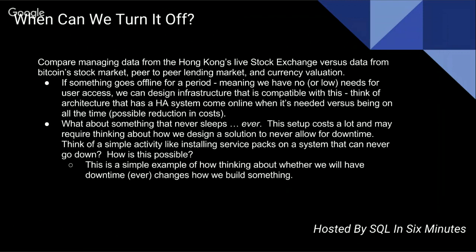What about something that never sleeps ever? Now, robots are good at not sleeping, right? Humans need sleep. But the problem is this setup costs a lot, and it may require thinking about how we design a solution to never allow for downtime. Think of a simple activity like installing service packs on a system that can never go down. How is this possible, right? This is just a simple example of how thinking about whether we will have downtime ever changes how we build something, right?